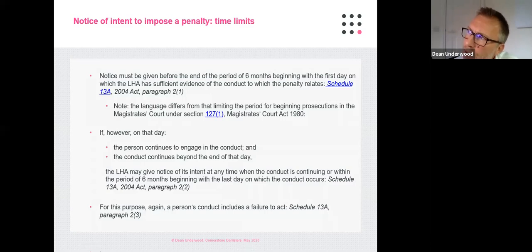Now, the failure to comply with the deadline for completion of the works would be, to my mind, a once and for all offence, for which under section 127, time would run from the deadline, the 6 months running from the deadline given in the notice. By contrast, under Schedule 13A, time would not run until the local housing authority had sufficient evidence that the person had not complied with that deadline. So there could be circumstances in which that difference in language makes a material difference.